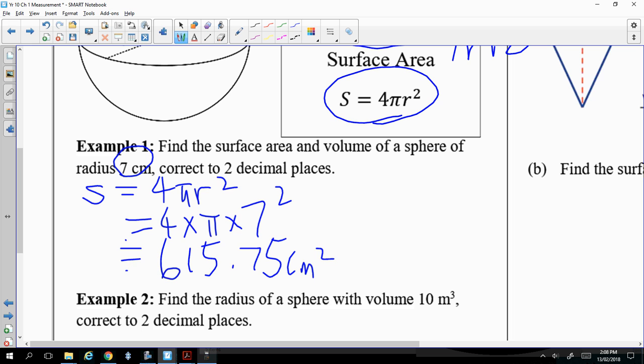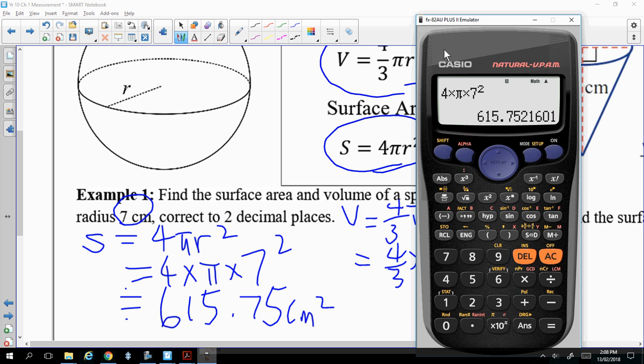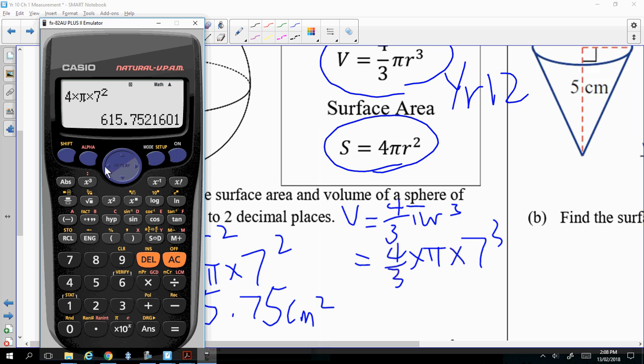Volume is the same thing. You go 4 over 3 pi r cubed. Remember, volume has a cube, surface area has a square. So you go 4 over 3 times pi times the cube of the radius, which is 7 cubed. Again, you use your calculator. So you press the button, 4 pi times 7 cubed.